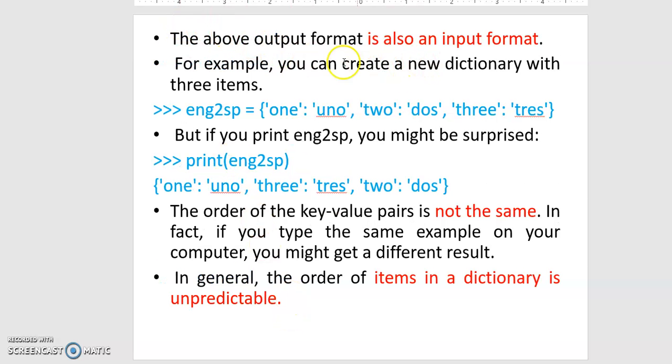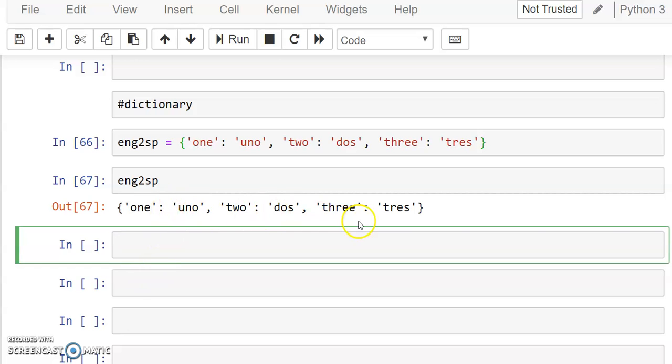So in this, we have already created this when we discussed it. Now the order of the key value pairs is not the same. You can see the output here is 1, 3, 2. That is what it is being mixed with. But here we get 1, 2, 3.